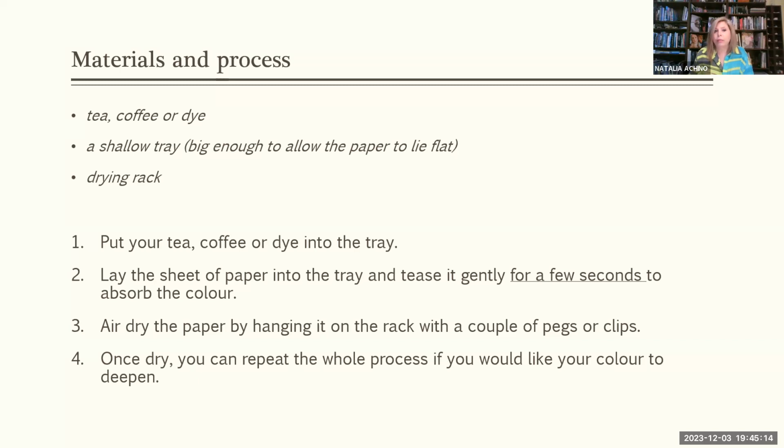You lay the sheets of paper into the tray and twist them gently back and forth, only for a few seconds, because paper otherwise will start to dissolve and disintegrate. And the purpose is to absorb the color. Then you remove them, and you air dry the paper by hanging it on the rack with a couple of pegs or clips. You can also put them on the rack horizontally, and that will create some beautiful patterns as well that we'll show you next.